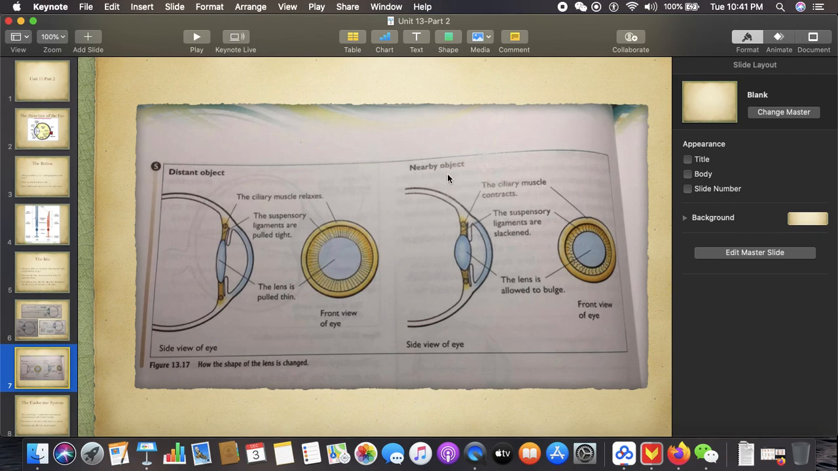Thick and round right here. This is the nearby object. Now, when the lens needs to focus on a distant object, it does not need to bend the light rays that much, so the lens does not need to be that thick. So it needs to become very, very thin and long. So in order to do that, the ciliary muscles contract.